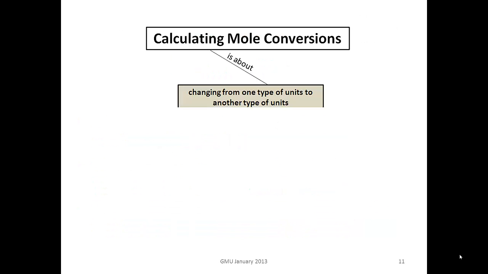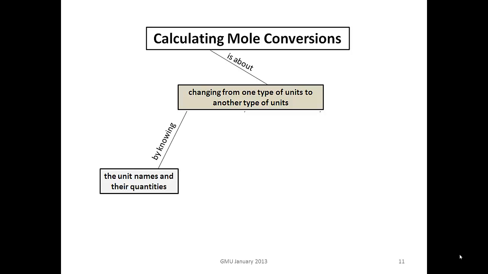In calculating mole conversions, another way of saying it is that it's about changing from one type of units to another type of units. Students, you already do this in your everyday life. For example, you might change one dime to two nickels. So the type of unit would be a dime and a nickel. You need to know unit names and their quantities, similar to how you know that a dime is 10 cents and a nickel is worth 5 cents.